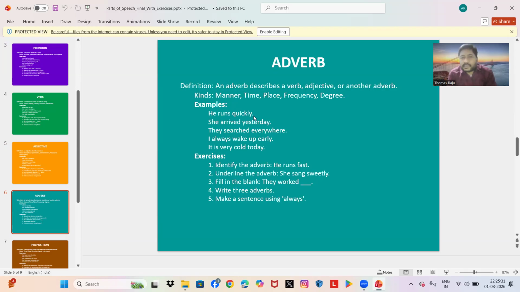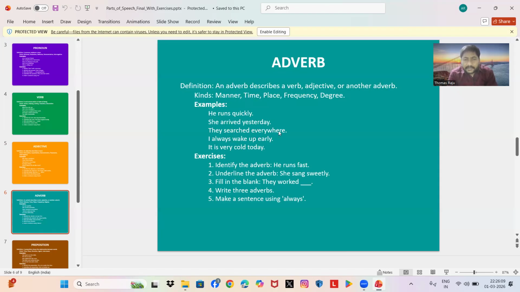So here I would like to give a clue to identify the adverbs easily. Most of the adverbs, not all adverbs, most of the adverbs end in ly. Understand? Don't misunderstand. That's a clue to identify adverbs easily. She arrived yesterday. So what is arrived here? Arrived is verb. So what is yesterday? It's an adverb. Adverb of time, yesterday.